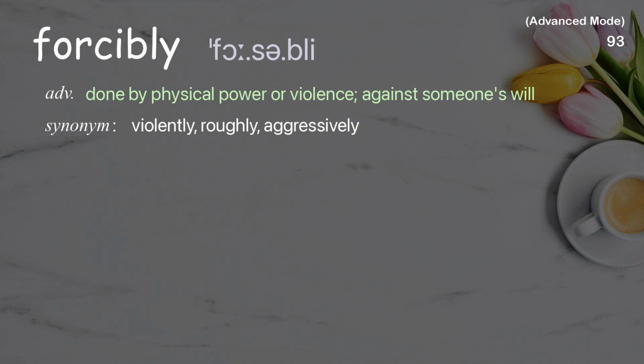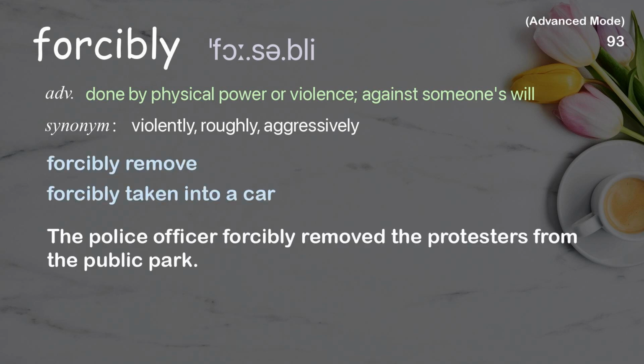Forcibly. Done by physical power or violence, against someone's will. Examples: Forcibly remove. Forcibly taken into a car. The police officer forcibly removed the protesters from the public park.